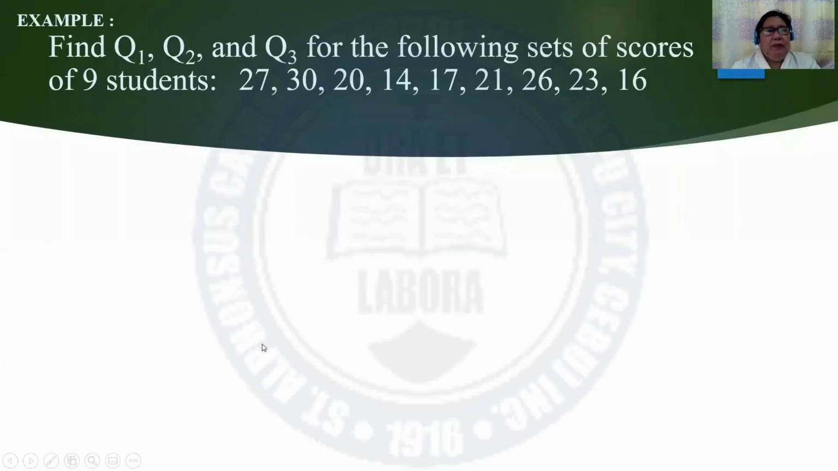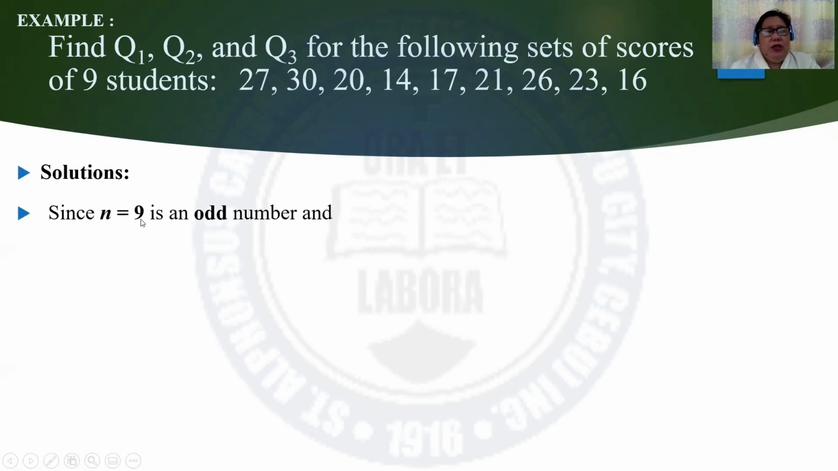Let us have an example. Find the first quartile, the second quartile, and the third quartile for the following sets of scores of 9 students. And the scores are 27, 30, 20, 14, 17, 21, 26, 23, and 16. So 1, 2, 3, 4, 5, 6, 7, 8, 9. So there are 9 scores.